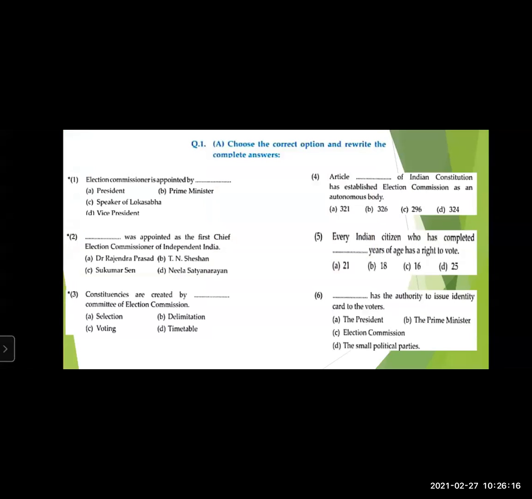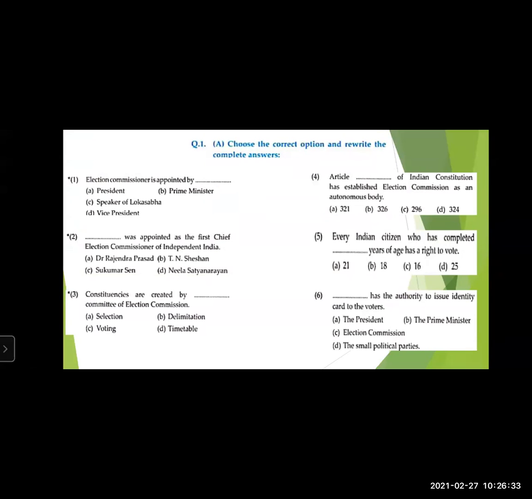So let's move on to the question part for this session. The first question is question number 1A, that is, choose the correct option and rewrite the complete answers.